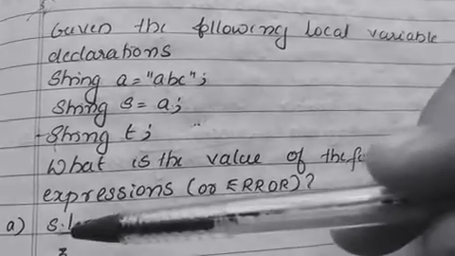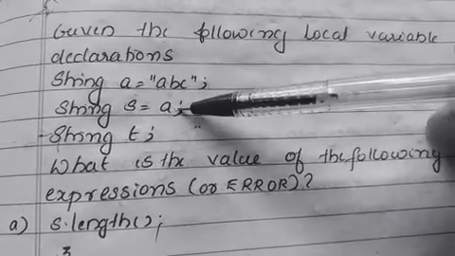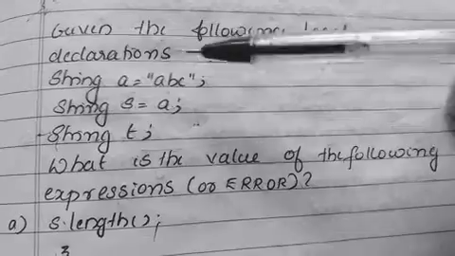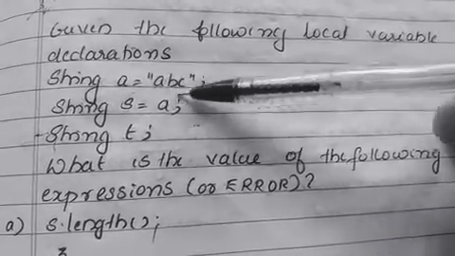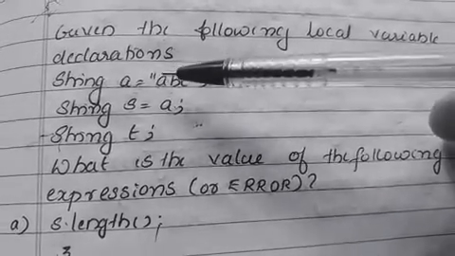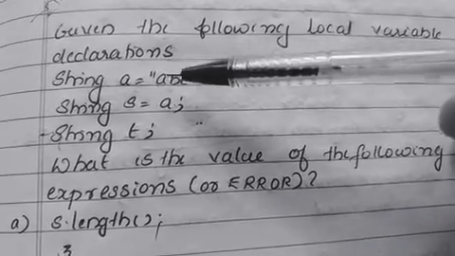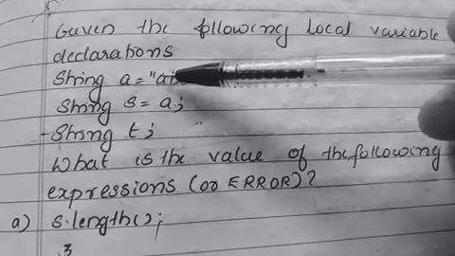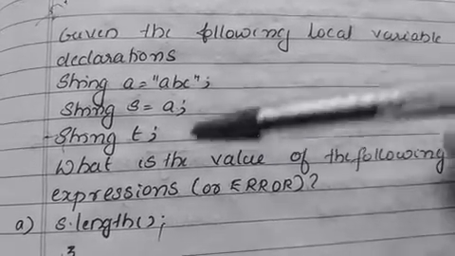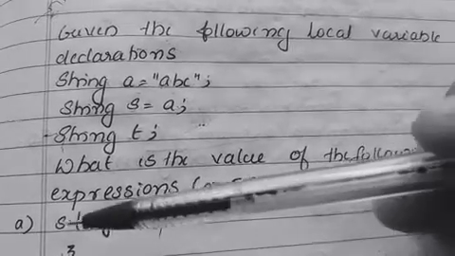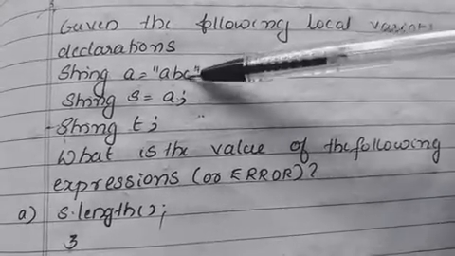Here, the variable is S. You can see String S = A. What is the meaning? The value in the variable A is ABC, so the value in S is also ABC. We want to find the length of this string. How will we find the length of the string? The length of the string means the number of characters enclosed in the string. How many characters are there? 1, 2, 3. A total of 3 letters. So the S.length() function returns the value 3, the length of ABC.